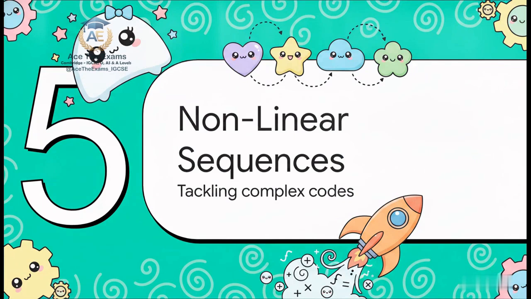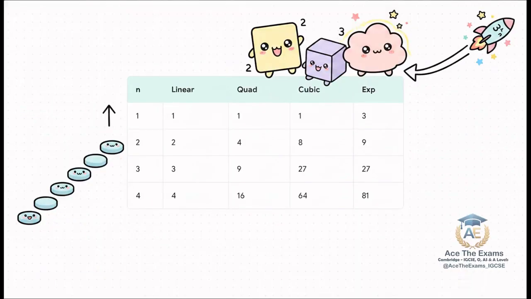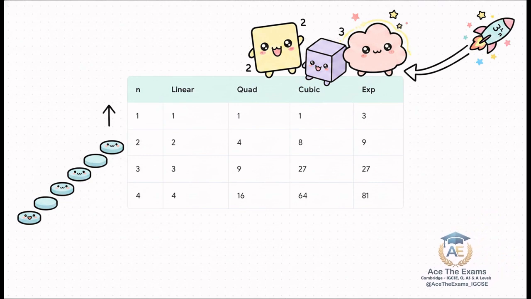All right, Section 5. Tackling non-linear sequences. Fair warning, the codes are about to escalate in difficulty. Just look at how rapidly these nonlinear sequences explode in value compared to our simple linear ones. While a linear sequence simply marches upwards step by step, quadratic sequences grow by squaring the number. Cubics? They multiply it by itself 3 times. And exponential sequences, like 3 to the power of n, they absolutely skyrocket.